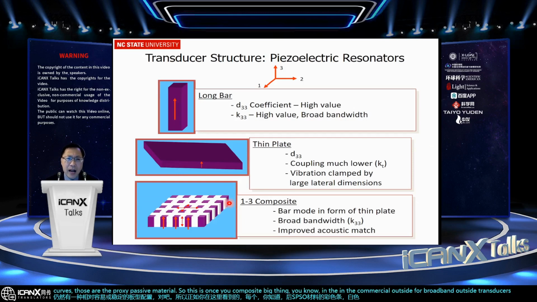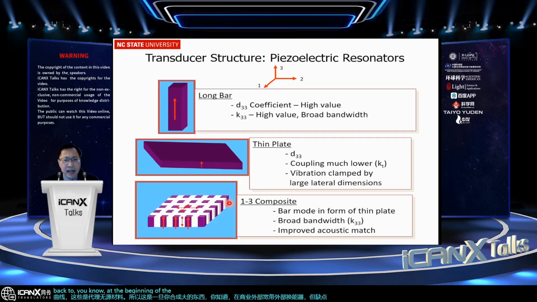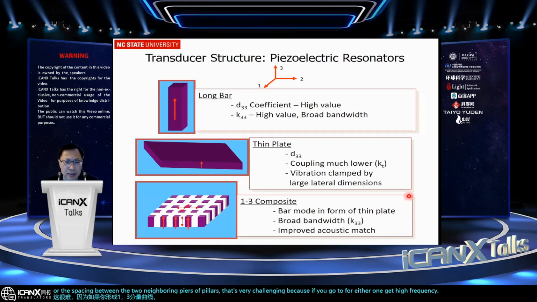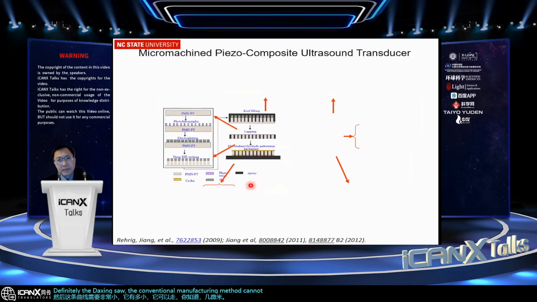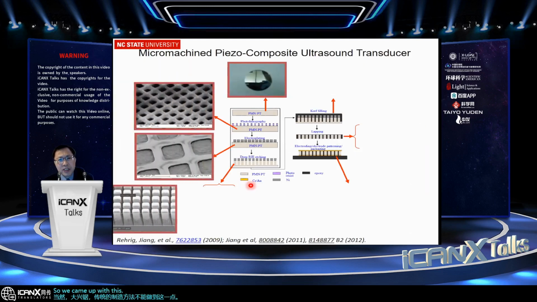But the downside for IVUS, back at the beginning of the 2000s, is that it's hard to form the 1-3 composite kerf, the spacing between two neighboring piezo pillars. That's very challenging, because if you go for IVUS, you want high frequency, high resolution, and then this kerf needs to be really small. How small? It can go to a couple of microns. Definitely the dicing saw, the conventional manufacturing method, cannot do that. So we came up with this micromachining technique.